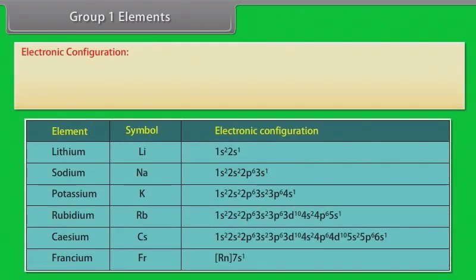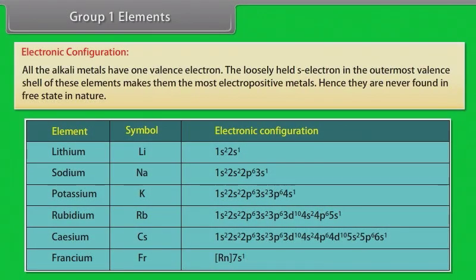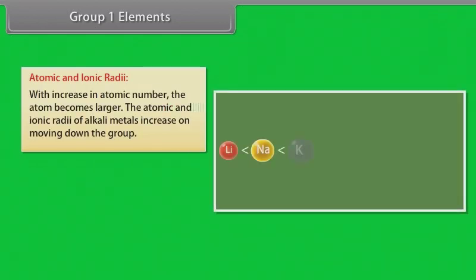Group 1 elements. Electronic configuration. All the alkali metals have one valence electron. The loosely held S electron in the outermost valence shell of these elements makes them the most electropositive metals. Hence, they are never found in free state in nature. Atomic and ionic radii. With increase in atomic number, the atom becomes larger. The atomic and ionic radii of alkali metals increase on moving down the group.